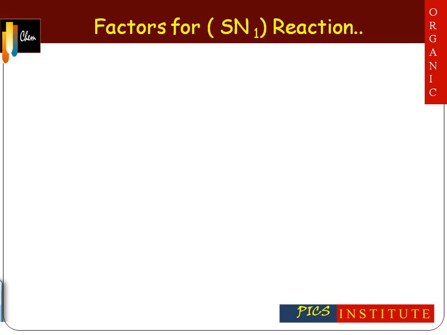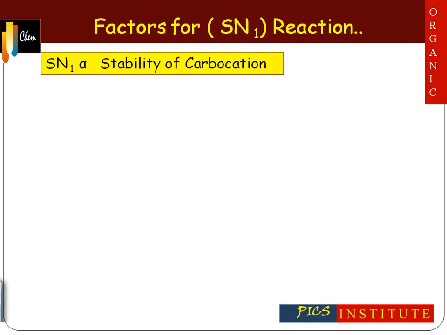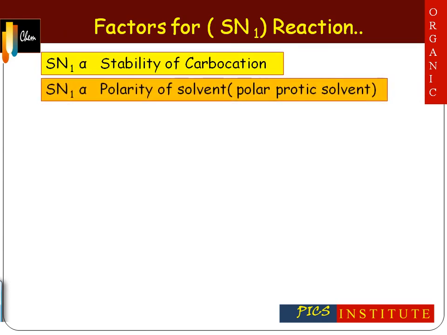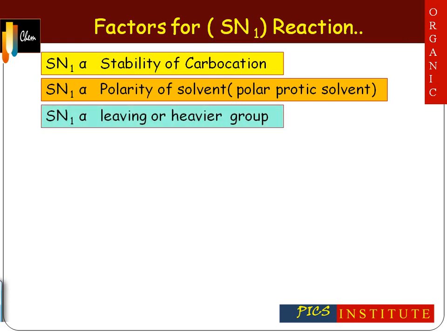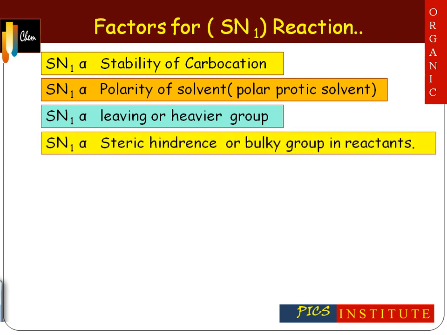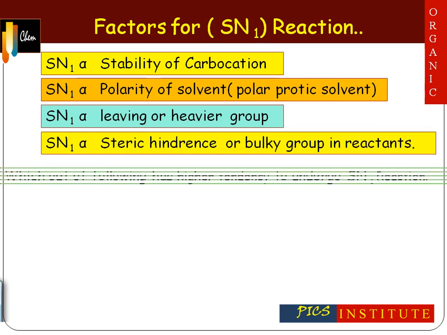Now let's understand factors affecting the SN1 reaction. First factor: SN1 is directly proportional to the stability of carbocation. Factor 2: SN1 is directly proportional to the polarity of the solvent. SN1 is directly proportional to the heavier group or the tendency to leave of the leaving group. And the last but most important factor is SN1 is directly proportional to the steric hindrance effect.